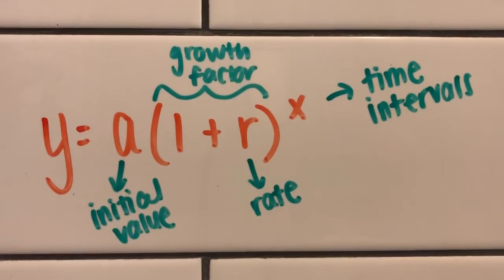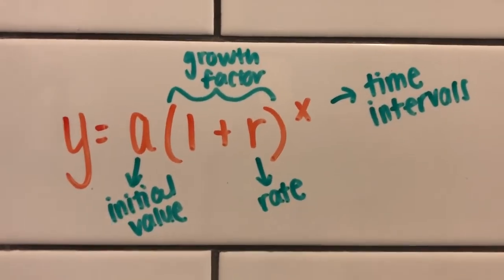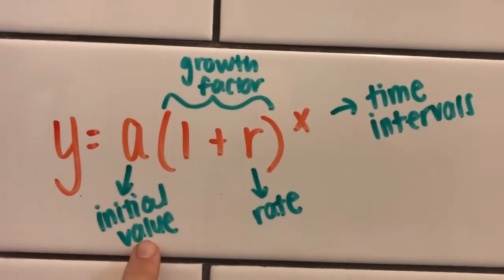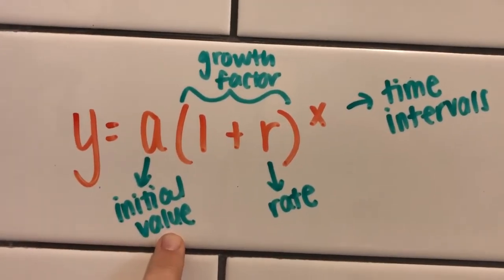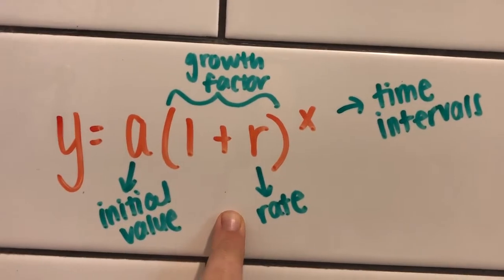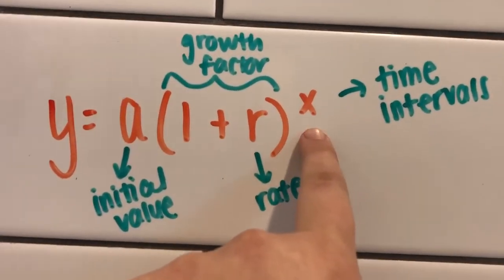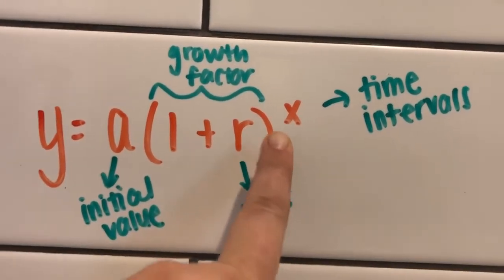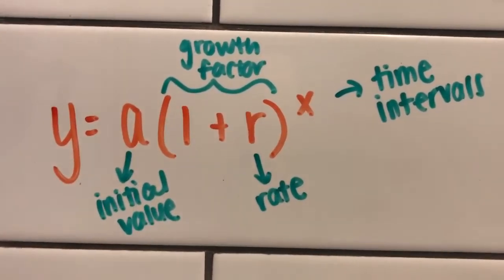So if you're taking notes, maybe pause your screen so you can jot it all down. But what we talked about, and we just mentioned this a little bit before, the initial value is going to be that A value up front. R stands for the rate. The exponent up here, X, is going to be time intervals. And then this entire parenthesis is going to be our growth factor.